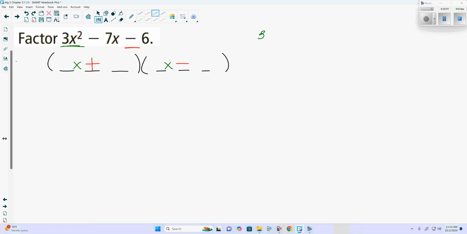Factors of 3. 1 and 3. Where do we want to put the 3? First or second set of parentheses? Doesn't matter. You good with that? All right. First. Now we need to find the factors of 6. There's more than one. We do have 1 and 6 or 2 and 3. Which one do we want to try first? 2 and 3. Which number goes first, 2 or 3? And 3 can go second.